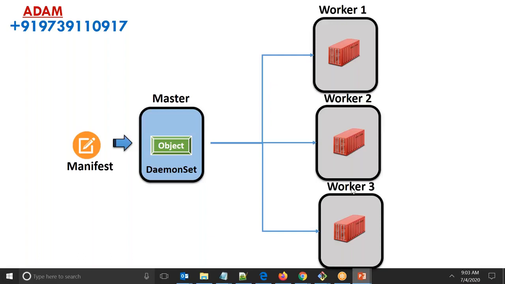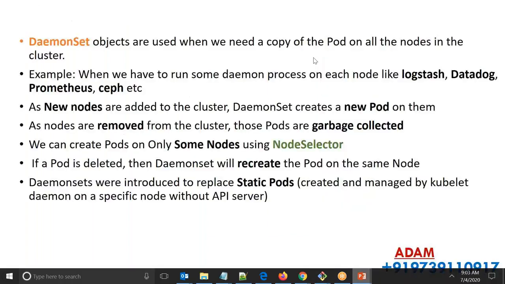And not just this, tomorrow if you add a new machine to the workers, automatically the daemon set will try to make sure to create one more replica on that new machine. Or if one machine goes down, accordingly it will try to internally manage, saying that okay, I don't need it. So that is how, using daemon set, we will be able to create a replica on each of the nodes.